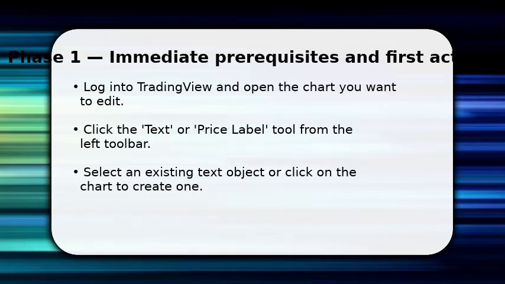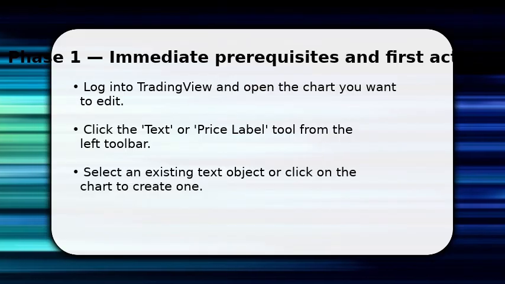You start by opening the specific Tradingview chart you want to edit. Make sure the layout is unlocked so you can move objects. Next, select the text or price label tool from the left toolbar. This is where font size adjustments live.